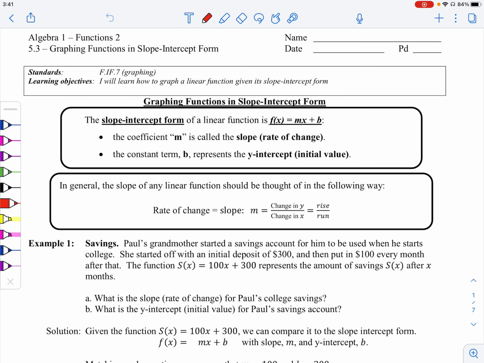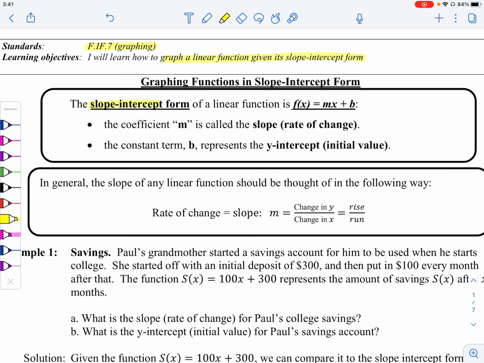Alright, welcome everyone. This is 5.3, graphing functions in slope-intercept form. Hope you're having a great day. So this is our standard, right? FIF7, graphing linear functions given slope-intercept form. So we need to go over what slope-intercept form is again, right?